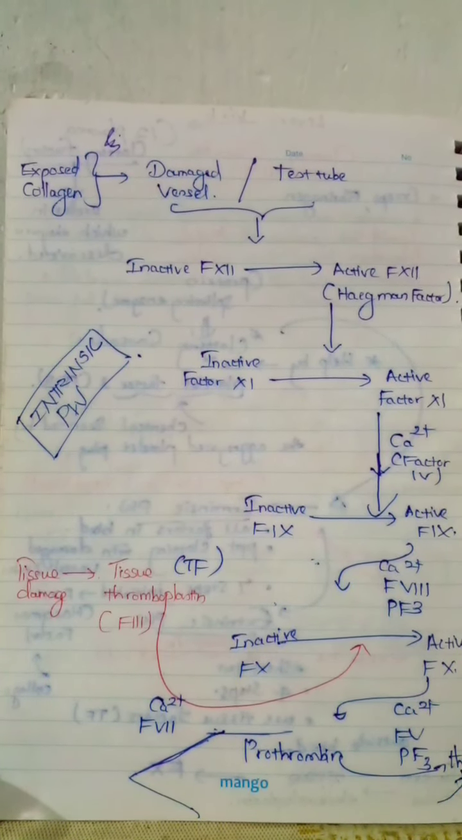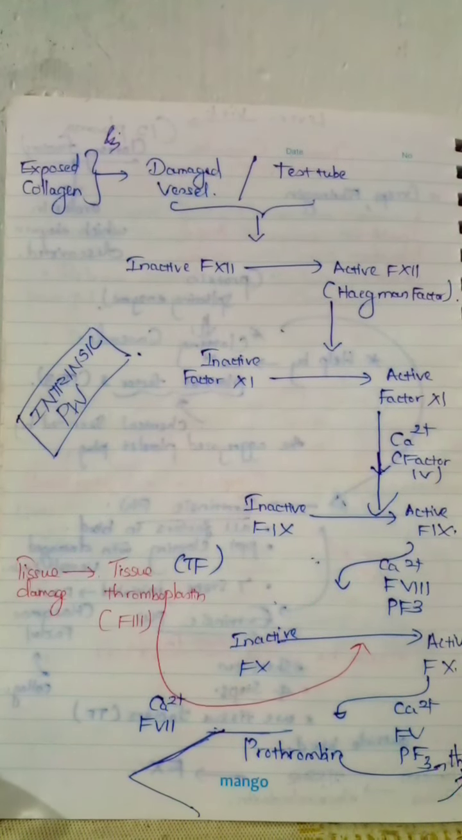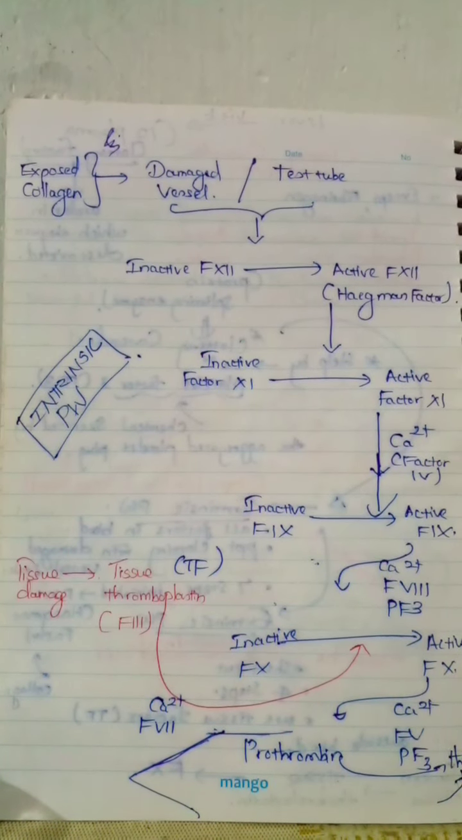Fibrin is the main component which stabilizes the injured area, which triggers the entrapment of the blood cells, and thereby the blood clot is formed.